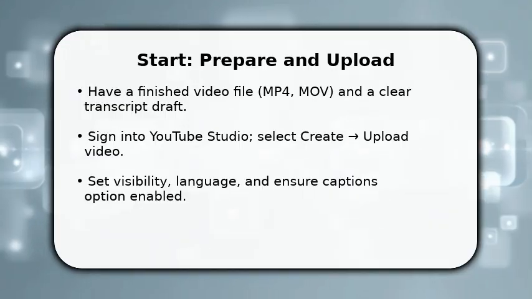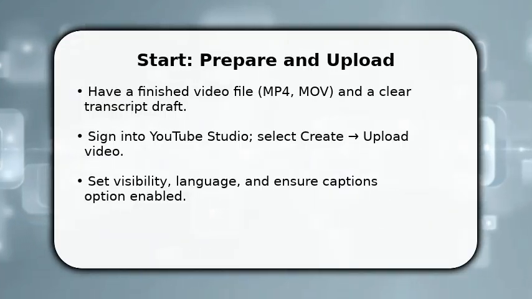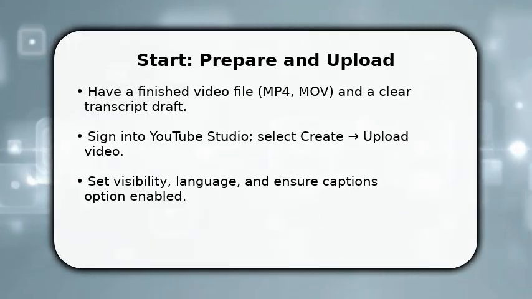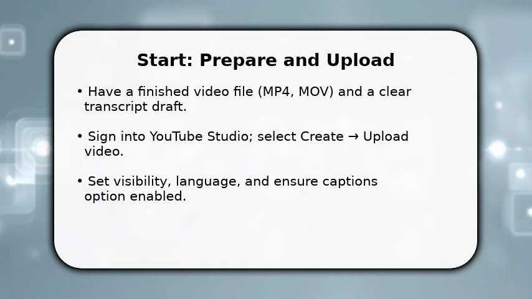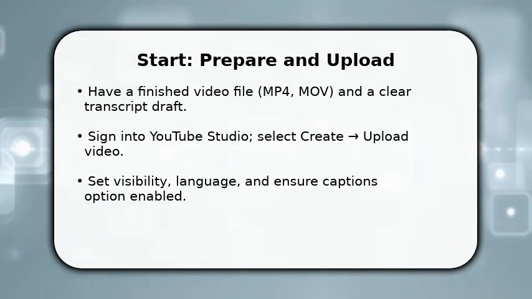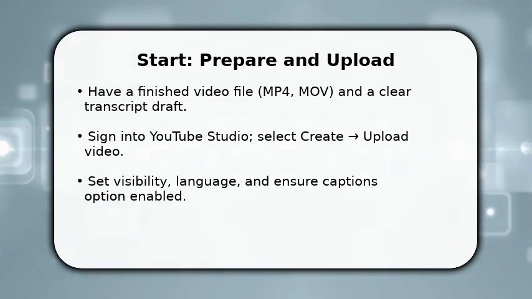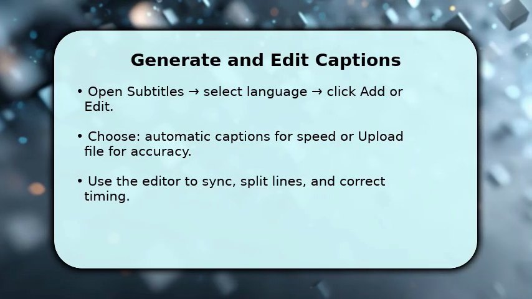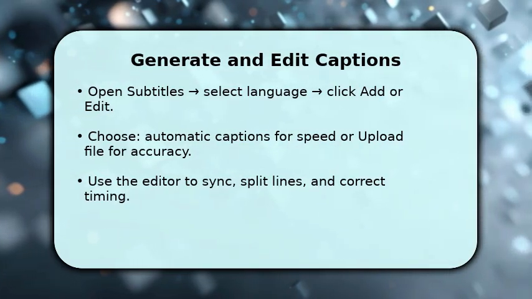While processing runs, open subtitles in YouTube Studio. This is where you'll control the process. Start the caption workflow now so YouTube has both audio and a transcript to work from. Once in subtitles, choose the video language and click Add or Edit to see YouTube's auto-generated captions. If they exist, load them.